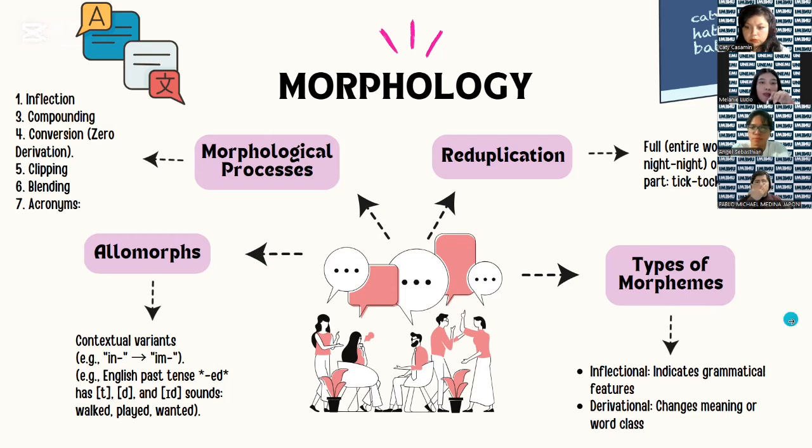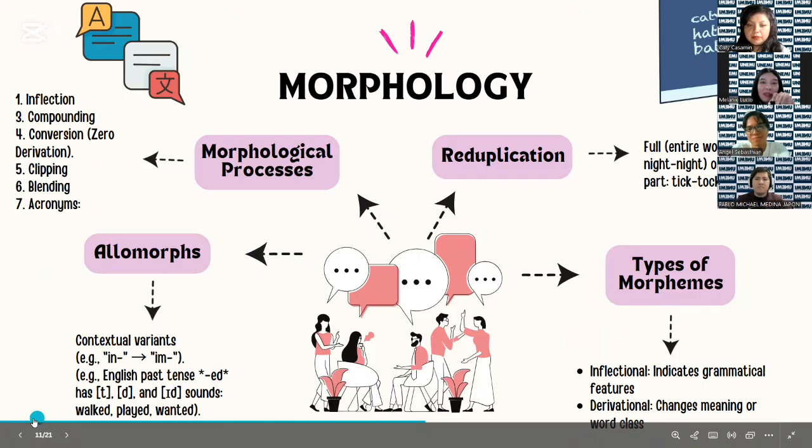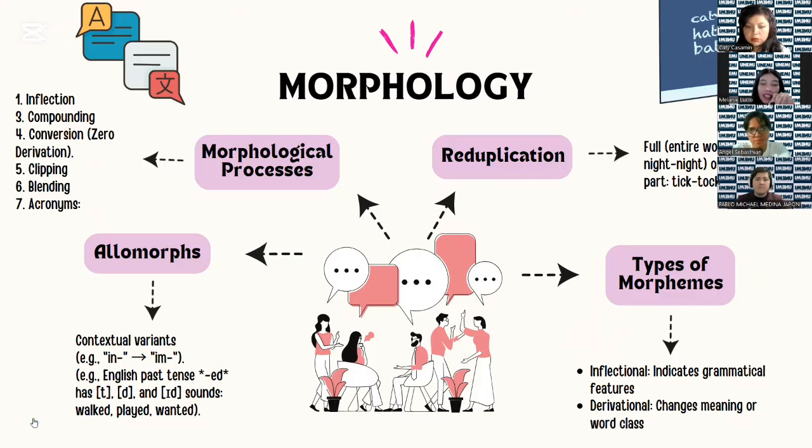Types of morphemes. There are only two types, inflectional and derivational. Now I'm going to tell you some of the many morphological processes: inflection, derivation, compounding, conversion, clipping, blending, and acronyms.